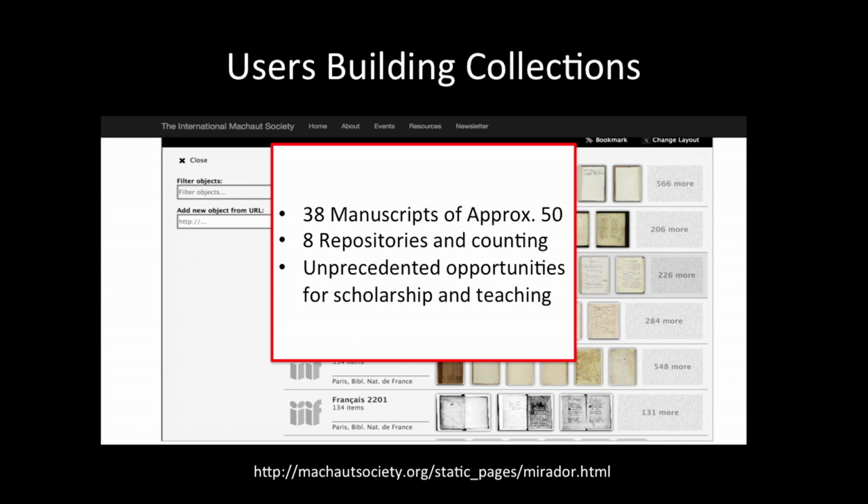When I did my PhD 10 years ago, I had to look at microfilm for all of these manuscripts. It was a painful process. I often got carsick at the microfilm reader. And now we can bring these together and just look at them as if it was nothing at all.